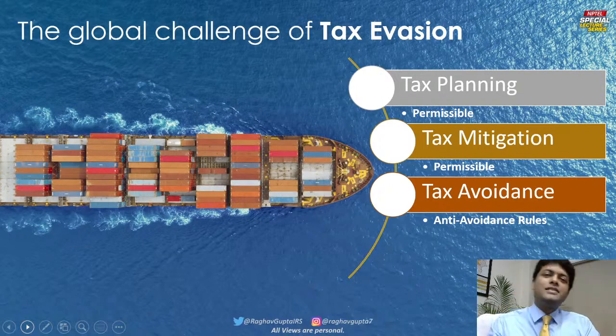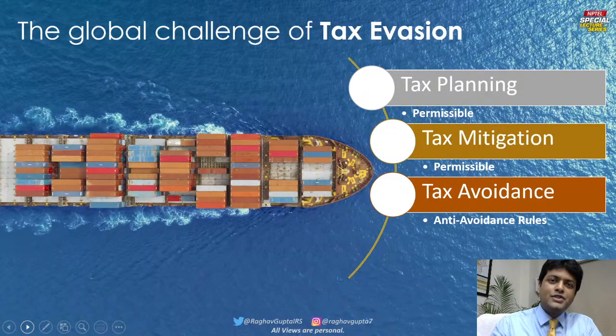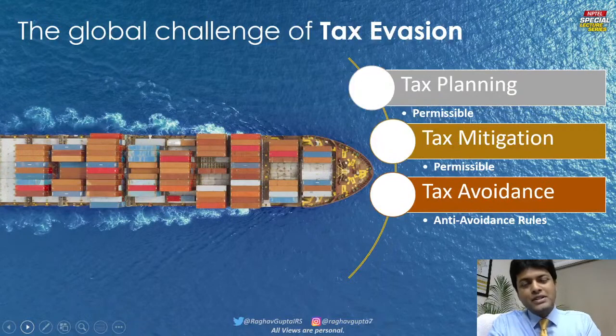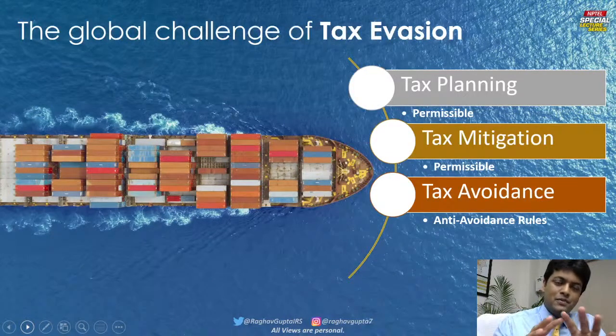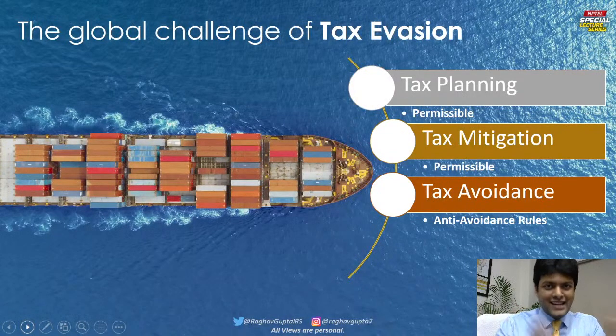So together, these rules are gradually getting incorporated in various statutes all over the world, and this is part of the OECD BEPS, that is the Base Erosion and Profit Shifting project by the OECD, which is an international organization headquartered in Paris. And these best practices to avoid tax avoidance are being followed across the world.